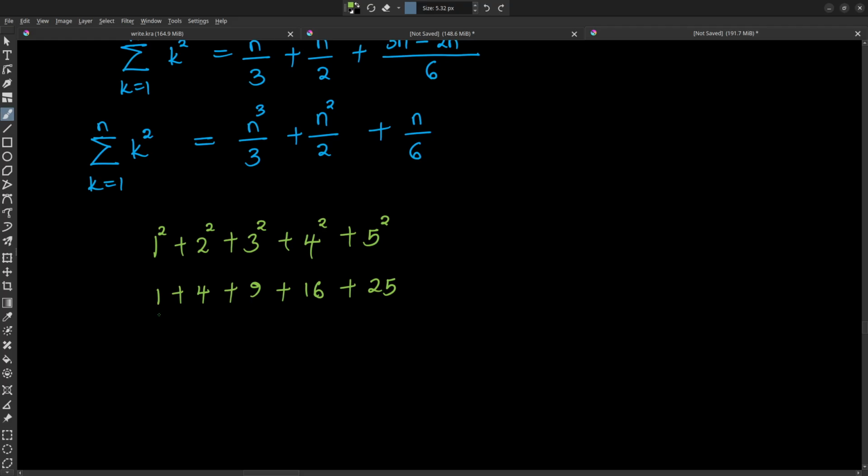So let's start adding them up. 1 plus 4 gives me 5. Then 5 plus 9 gives me 14. Then 14 plus 16 gives me 30.